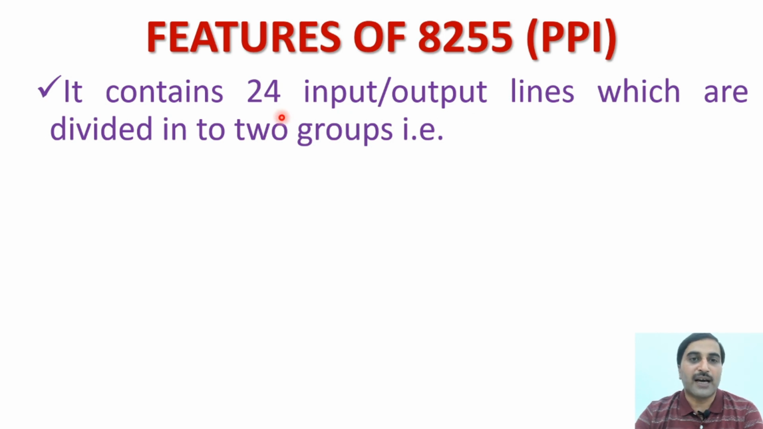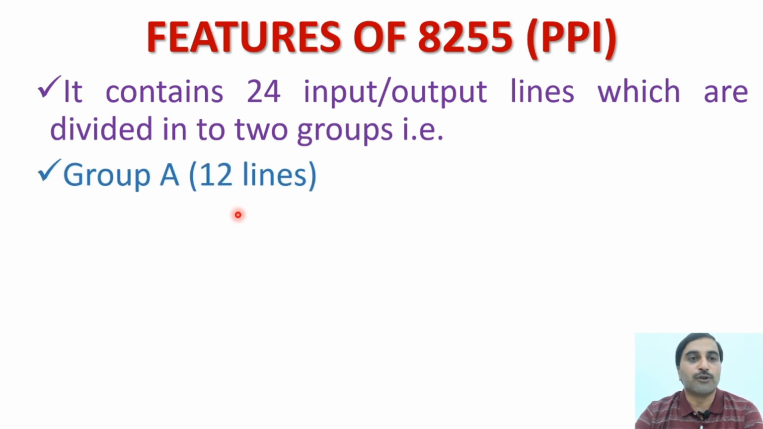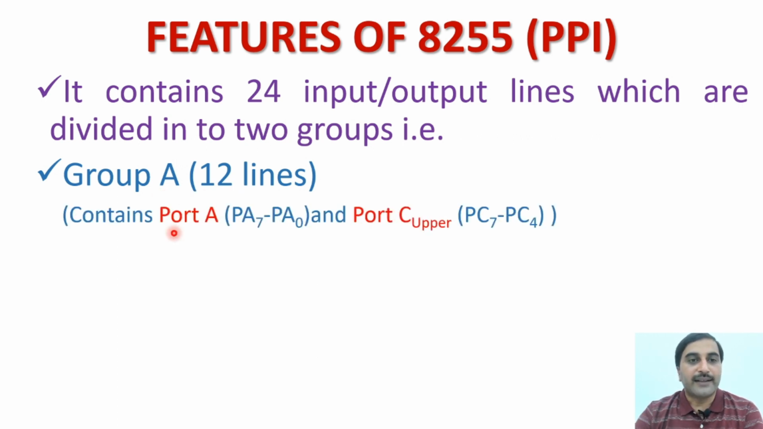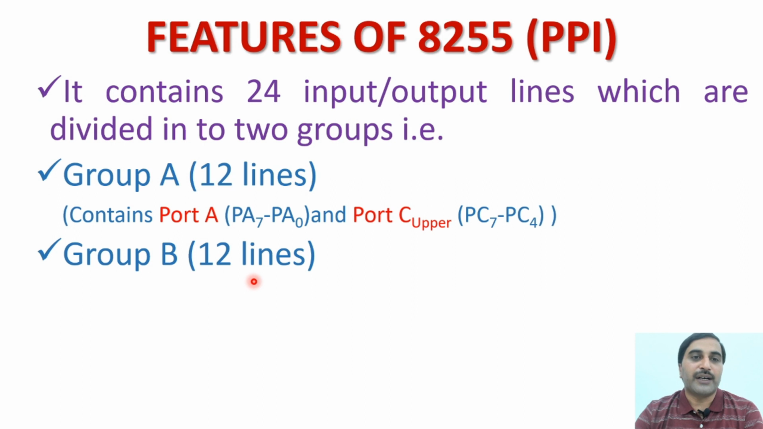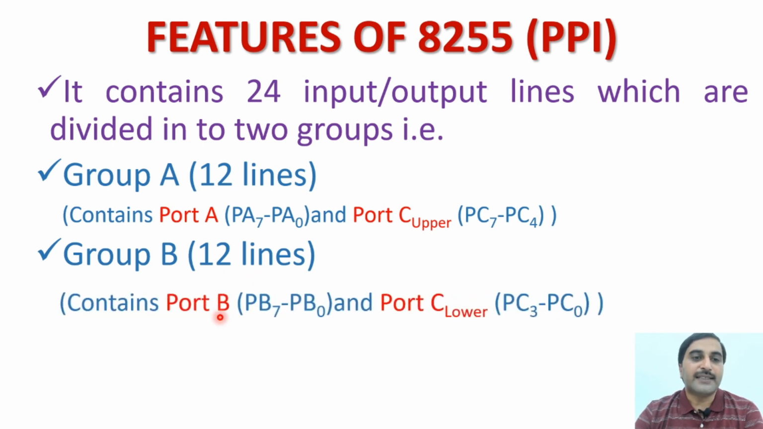These 24 lines are grouped into 2 parts, that is group A and group B. Group A contains 12 lines and these are of port A and port C upper: 8 lines of port A from PA0 to PA7 and 4 lines of port C upper, that is from PC4 to PC7. While group B also contains 12 lines and these are of port B from PB0 to PB7, and 4 lines of PC lower, that is from PC0 to PC3.